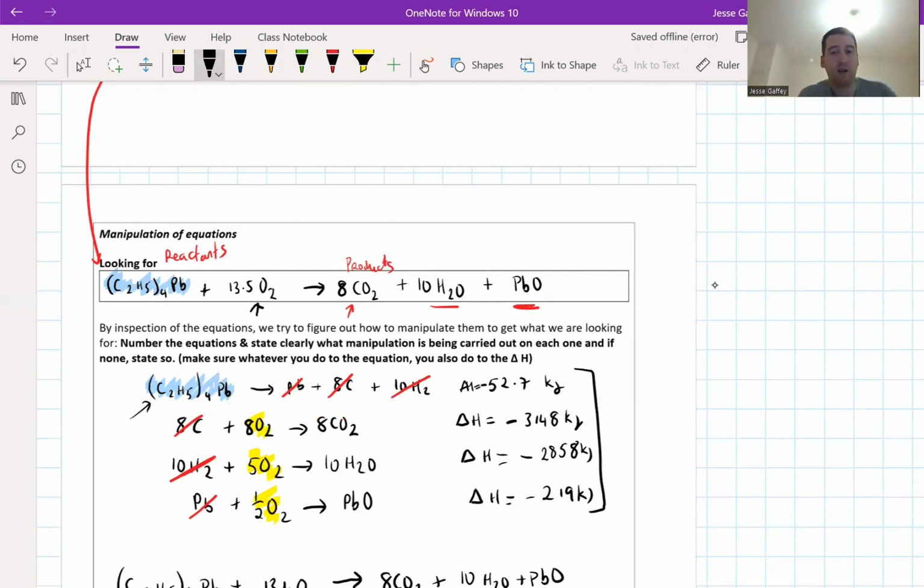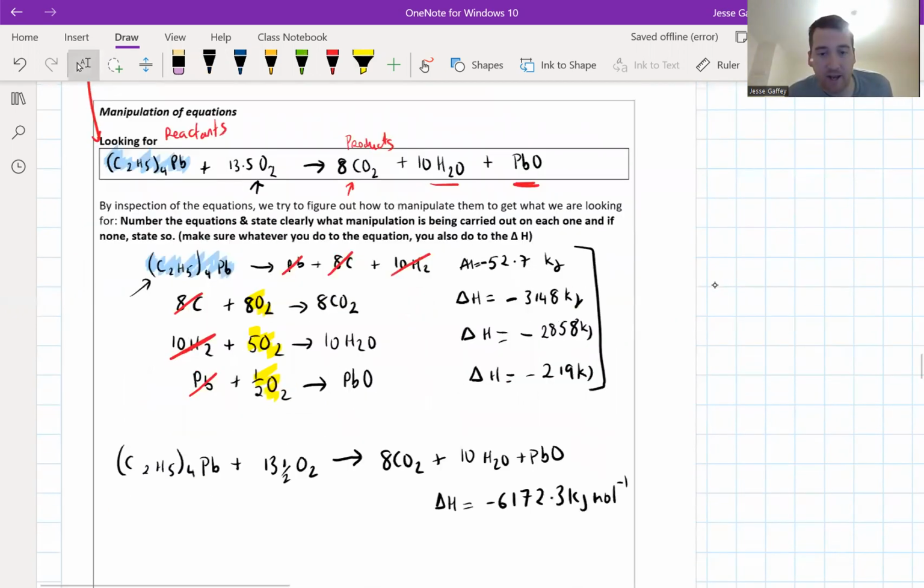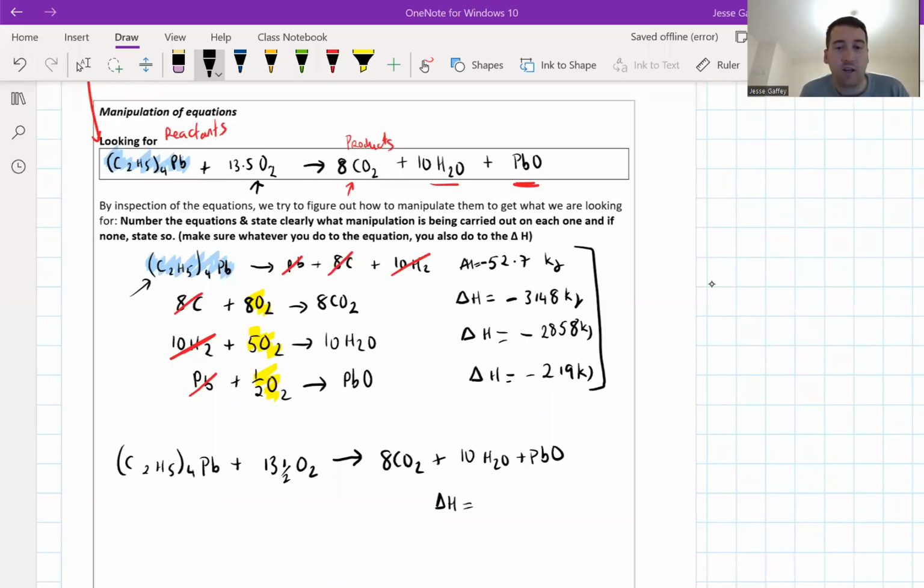Okay. All right, so looking at this sum again now, pause the video and add up your sum there. Pause the video, do that now, please. The delta H value you should get here is minus 6277.7. Okay, and that's kilojoules per mole. That's quite a tricky one, but again, same technique as before.